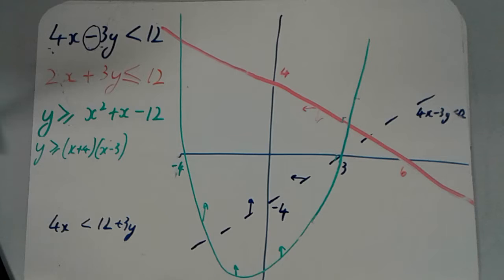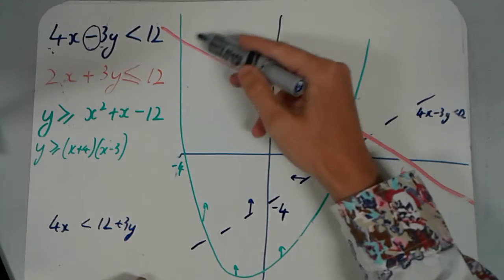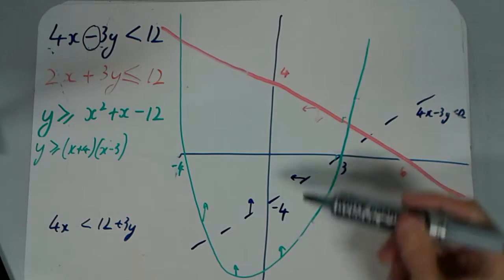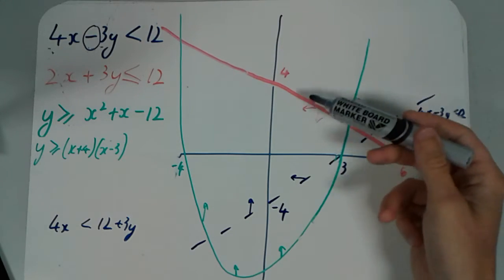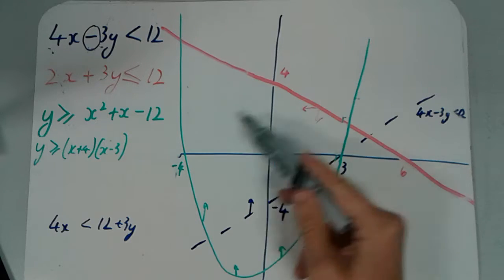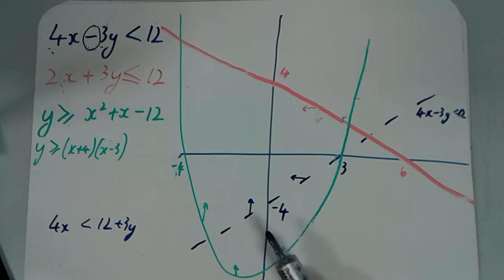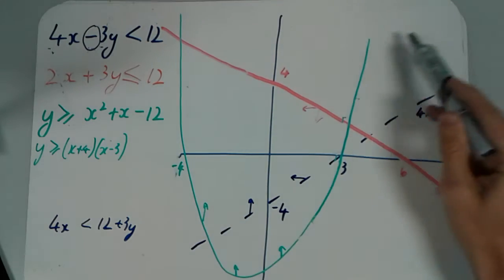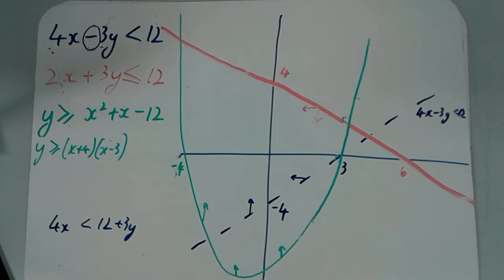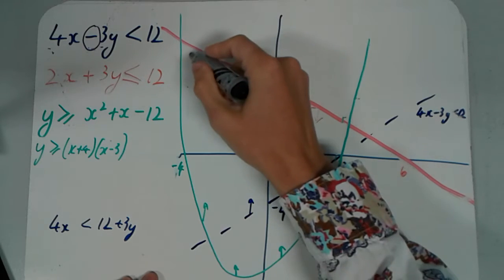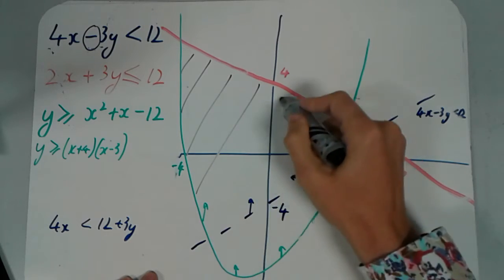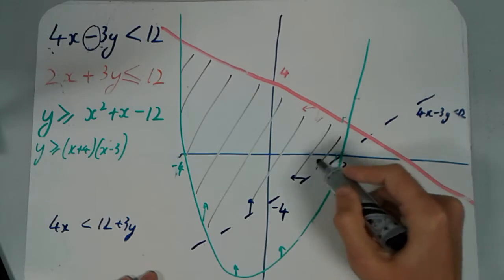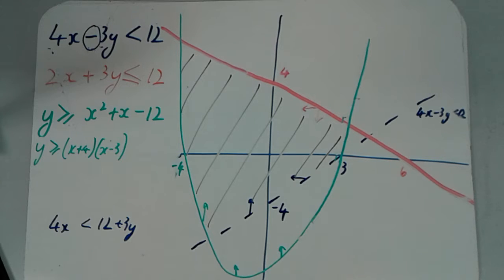Okay, so now let's shade the region that obeys all of these inequalities. I need to be above the parabola, this section here, to the left or below the red line, so that is this region here, and to the left or above the blue dotted line, this region here. The only region which obeys all of those rules is this region. So that is the region that I will shade. That's the answer to this problem.